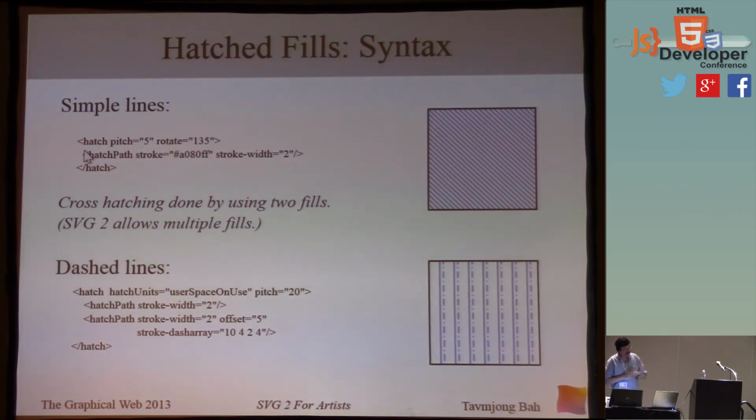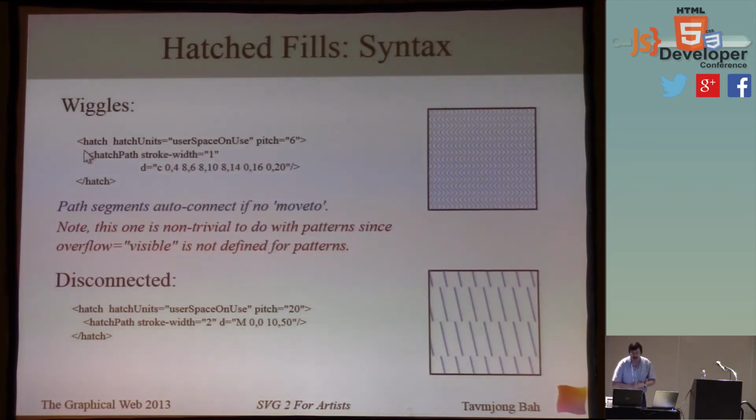There's an example of dashed lines. You can have two different hatch paths in your hatch with different parameters, different properties. So here one has a dash pattern. And you can have wiggles. And the wiggles can be made to automatically connect.